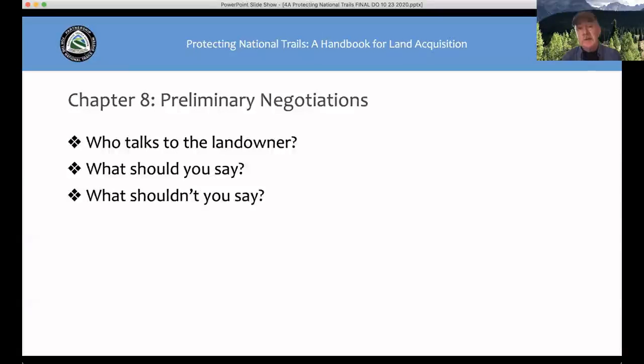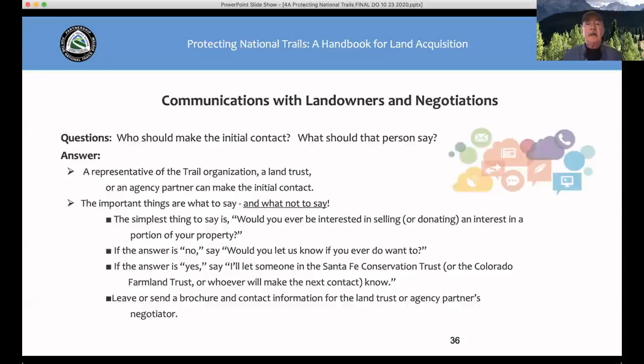Preliminary negotiations. This is where it gets fun. Who gets to talk to a landowner? And what should you say and what shouldn't you say? You can talk to a landowner. I would suggest, as a matter of fact, I do more than suggest, I'd strongly recommend that you become trained in negotiations and you learn carefully what you can say and what you can't say. These are Kevin Thusius's rules of the road.